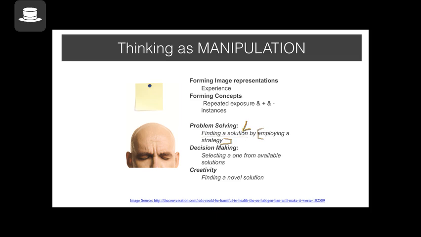Decision making is also similar to problem solving, in the sense that you still find a solution to the problem, but you have several options to choose from. So it is selecting one from available solutions that would be decision making. So it's a kind of problem solving where the solution you are coming up with is actually given to you, and you're selecting it from several other options provided to you. And the last one is creativity. Again, you can also think of this as problem solving, where you're trying to solve a problem with a solution, but you're not interested in any solution. You're really interested in finding a new solution, a novel solution.